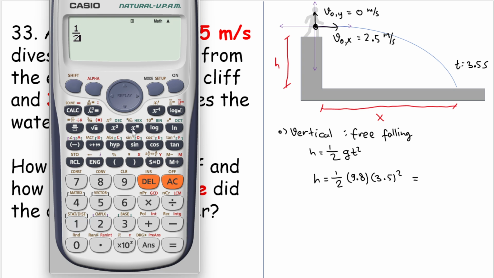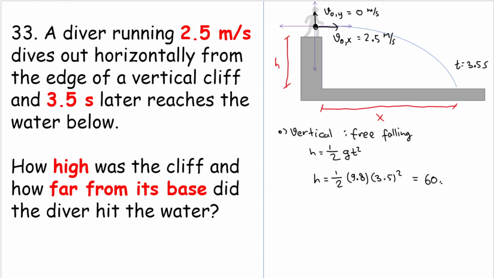1/2 times 9.8 and then times 3.5 squared. Okay, and then we will have 60.025. Okay, 60.03. I think that will be enough. So it is in meters. So its height here, that will be this one here. So h is 60.03 meters.